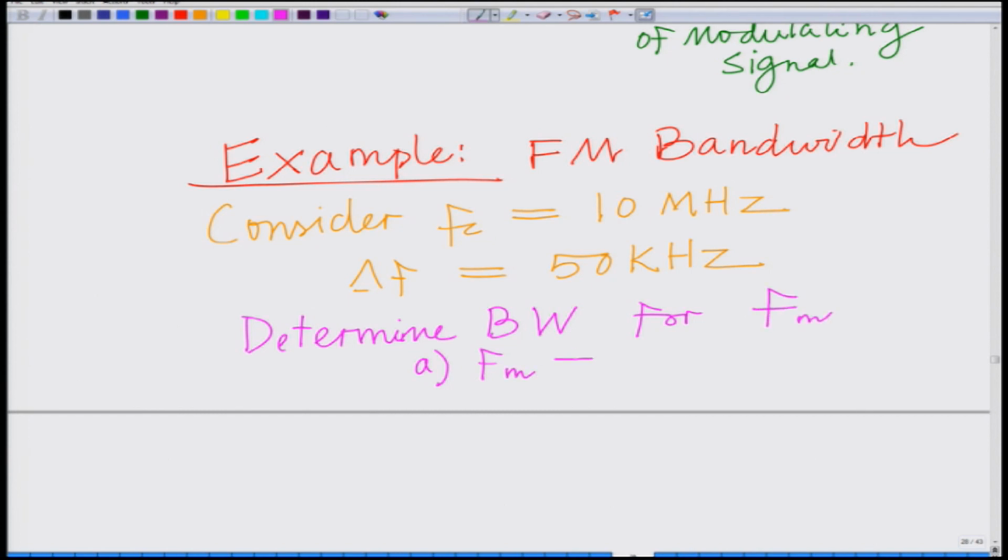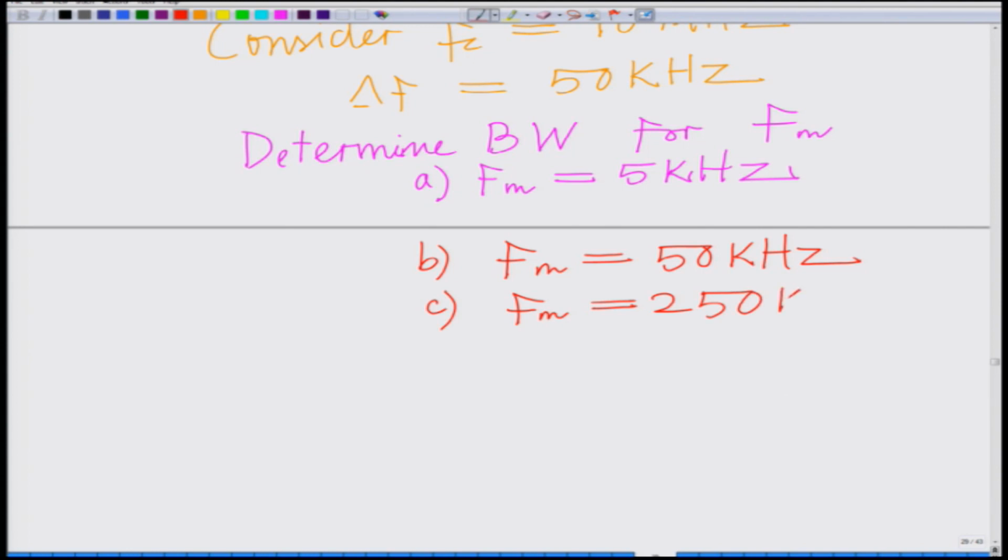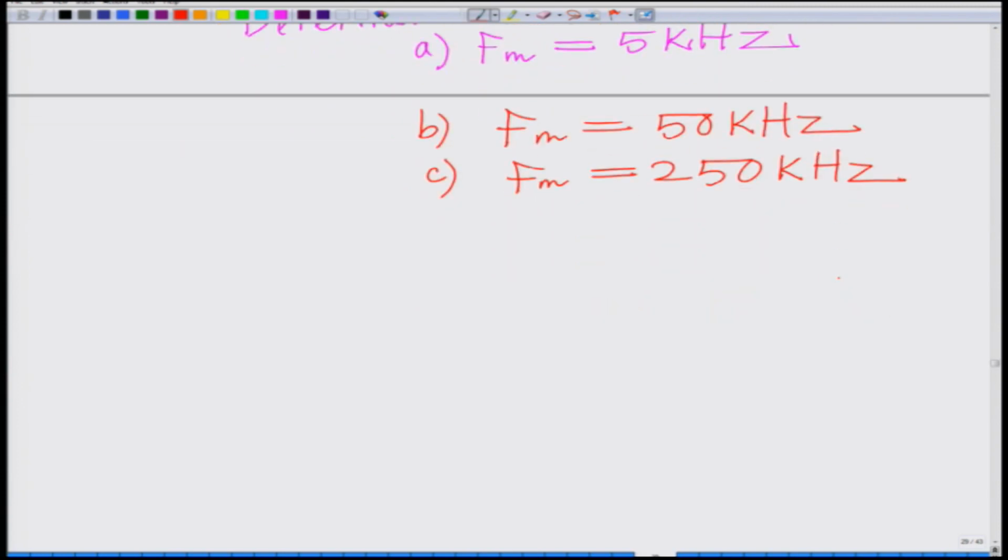A: FM equals 5 kilohertz. B: FM equals 50 kilohertz. C: FM equals 250 kilohertz. Now, that is our problem, and the solution can be found as follows. The solutions.